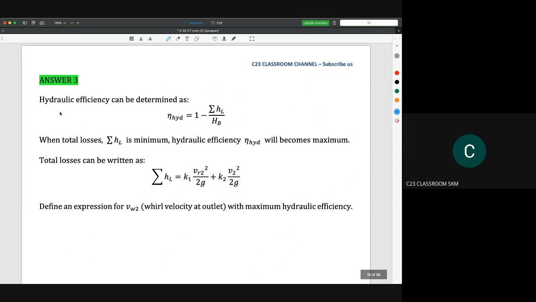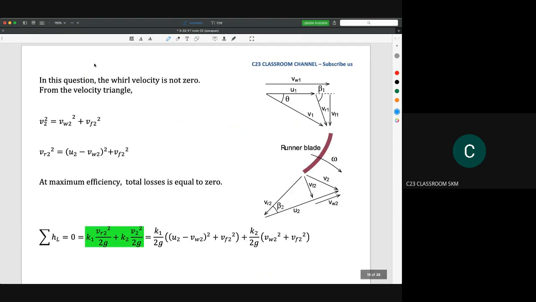Okay, so hydraulic efficiency can be determined as this one, as given in the question. When total loss is minimum, the hydraulic efficiency will become maximum. So total loss can be written as this one. Define an expression for VWL2 with maximum hydraulic efficiency. In this question, the whirl velocity is not 0. So from the velocity triangle, we need to draw like this one, because the question asks us to calculate the VWL2.